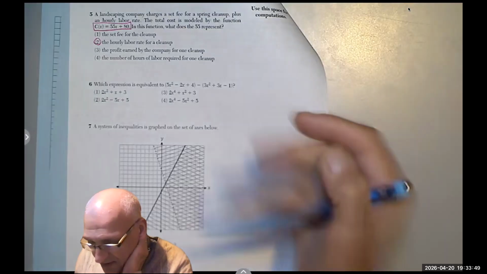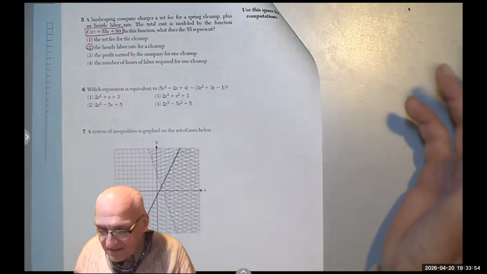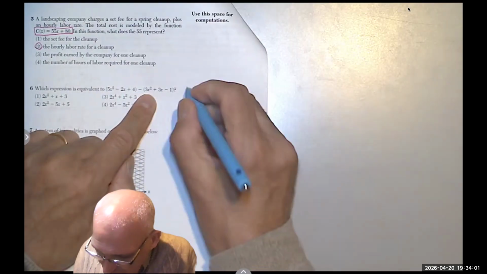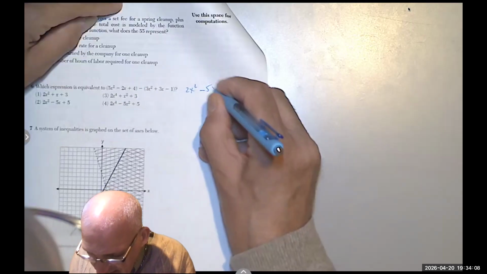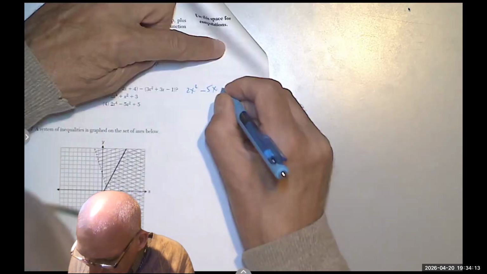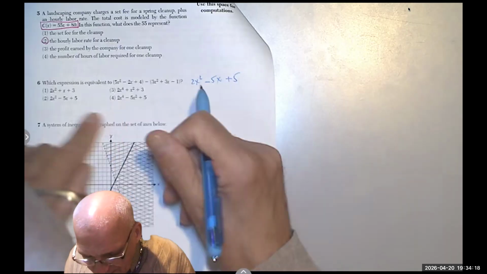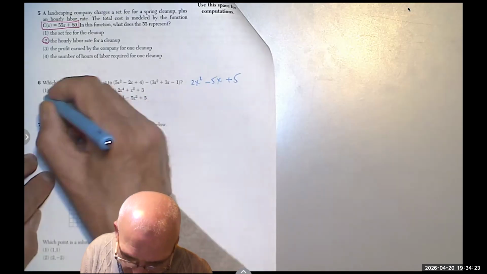Let's find the next one, number 6. Which expression is equivalent to this minus that? Well, very simple subtraction. Let's look at the x squared coefficient. 5 minus 3 is 2x squared. For the x, negative 2 minus 3 is negative 5, so negative 5x. 4 minus negative 1 is 4 plus 1 is 5. Positive 5, which is 4. No, I'm sorry. It's 2. 2x squared minus 5x. This one is 4. I didn't see 2x to the 4.